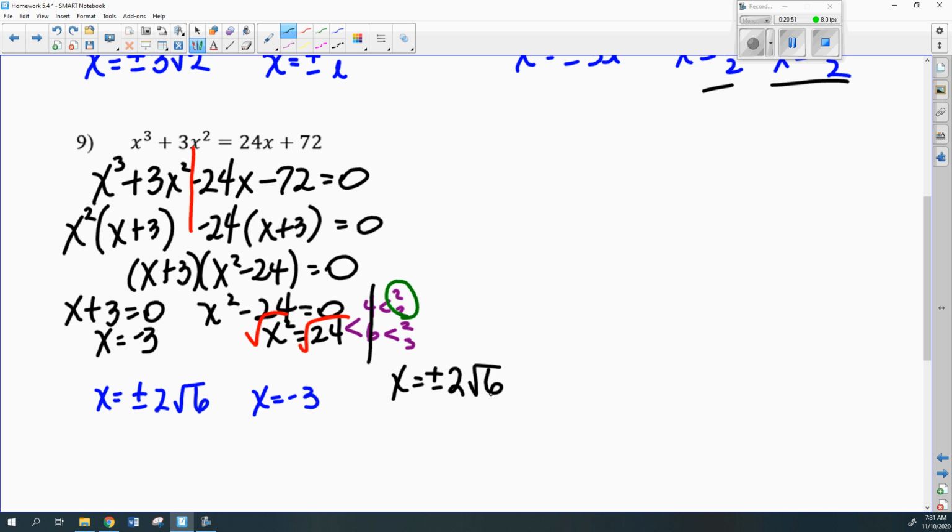Again, this was an x cubed problem, so we should be able to account for up to 3 solutions. So this is 1, and this is 2. All right, and that's it on homework 5.4.